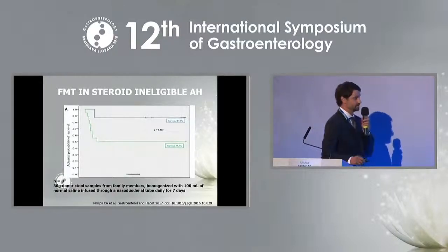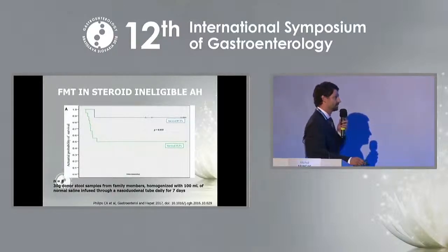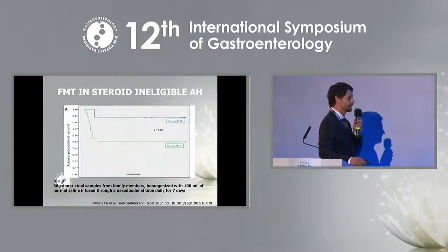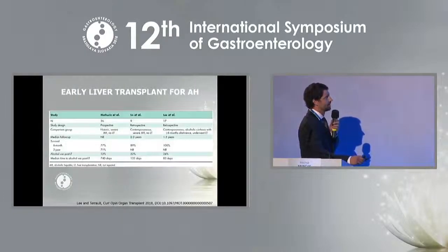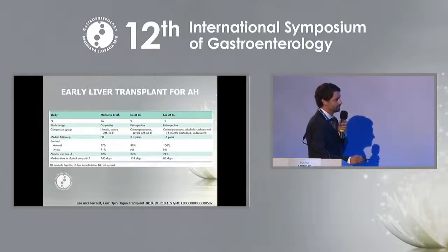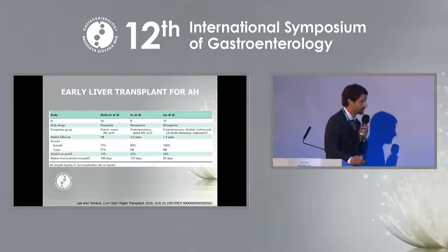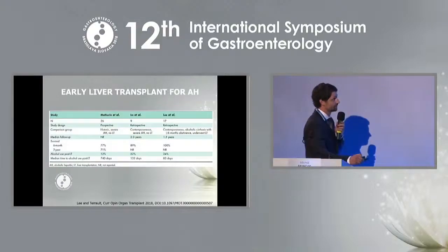Fecal transplant has thriving results, with a very small number of patients, only one of them died during the 12-month period. So excellent survival rate after fecal transplant with stool samples from family members, and we have to wait for the larger trials. Now, the most controversial treatment for acute alcoholic hepatitis is early liver transplantation.